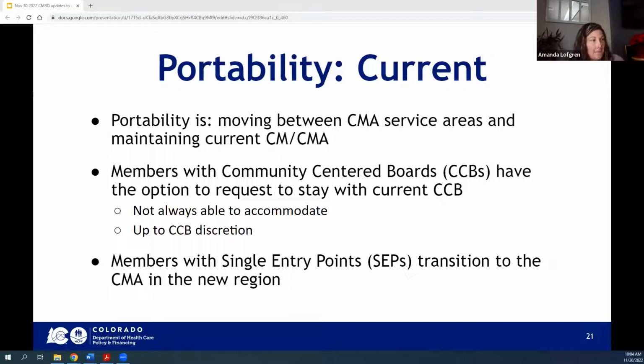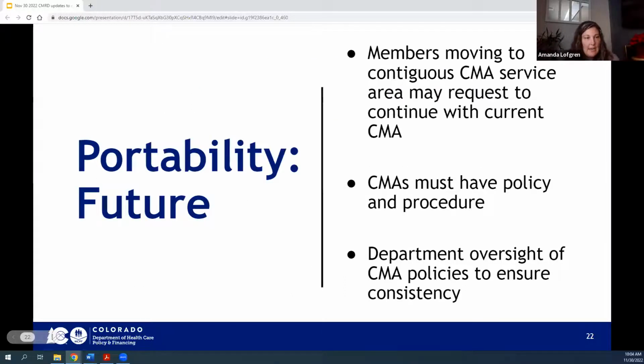So when we think about the future state and what this looks like, if we go to the next slide, in the future, with case management redesign, members who move between neighboring case management agencies' service areas will have the option to continue to stay with their current agency.